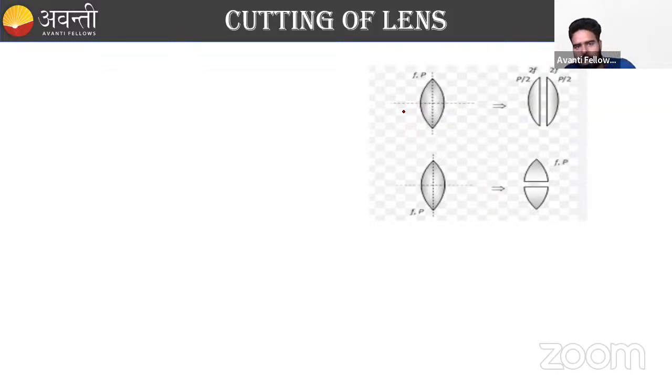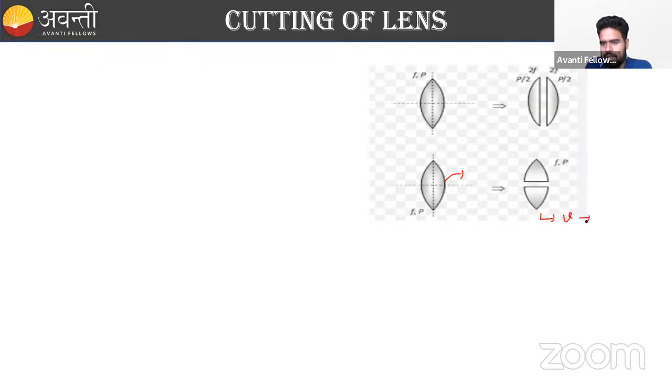Next one is the cutting of lens. Sometimes we cut the lens. If we cut the lens, there are two possibilities. Either we cut the lens along a line parallel to the principal axis or perpendicular to the principal axis. If we cut the lens in the first manner, then what is happening? The power and the focal length of the lens are not going to be changed, and the image position is also unaffected.